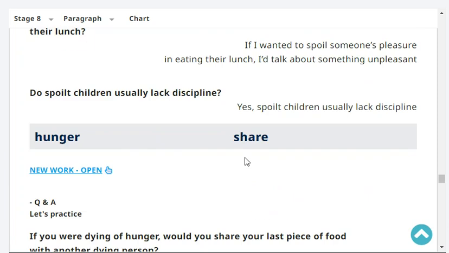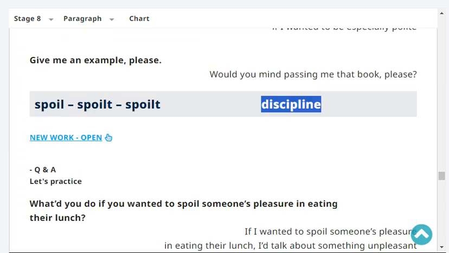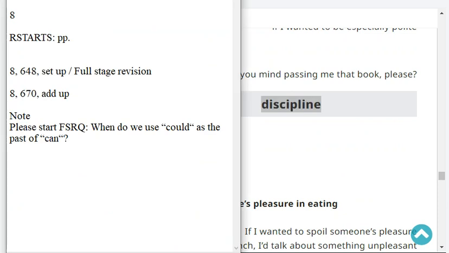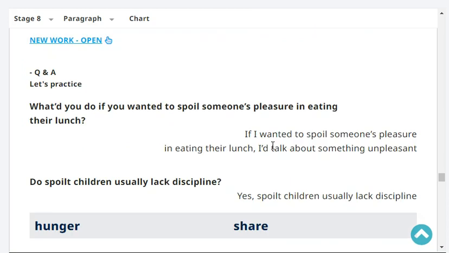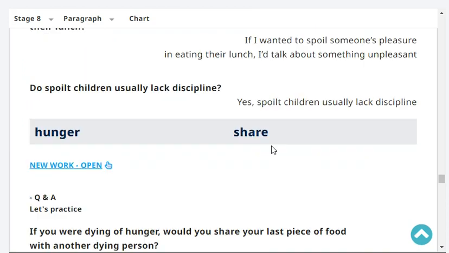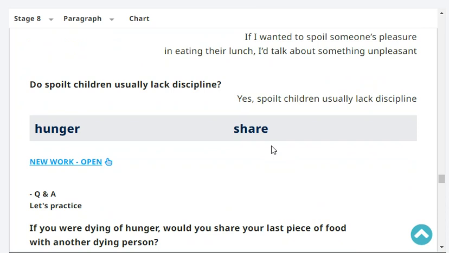Do spoiled children usually lack discipline? Yes, spoiled children usually lack discipline. Very good. If you were dying of hunger, oh, but we only have about 9 seconds left, so we'll stop here for today.